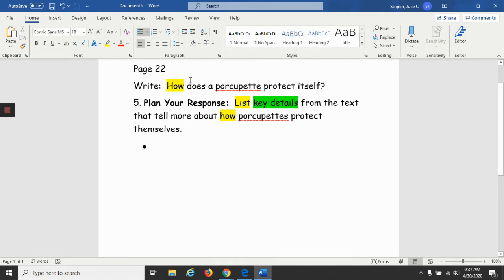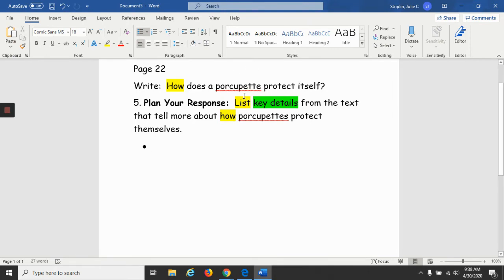Answering a what question, a where question, or a why question, you would answer the question totally differently. So we want to make sure we're answering the question that the author is giving you to answer. That's why I've highlighted the word how, because we're looking for how something does something. And here it's how does a porcupine protect itself? Okay, so we're looking for key details or important details. Details are just facts from the text that answer that question.